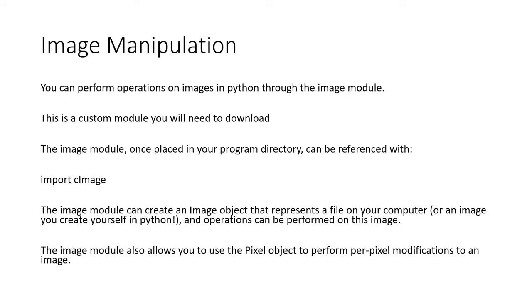The image module can create an image object in your Python program that represents a file on your computer, or an image you create yourself in Python using this module, and you can perform operations on the image. The image module also allows you to use the pixel object to perform per pixel modifications to an image.